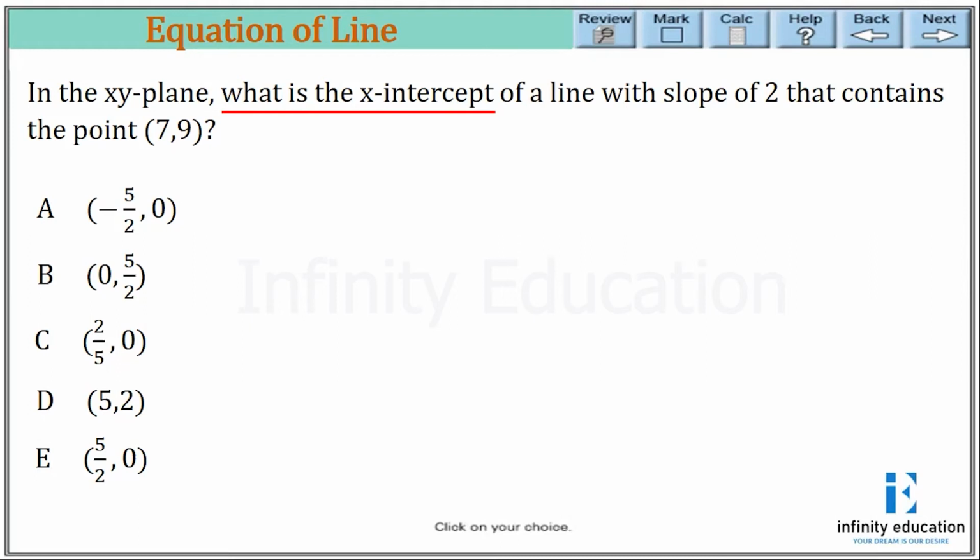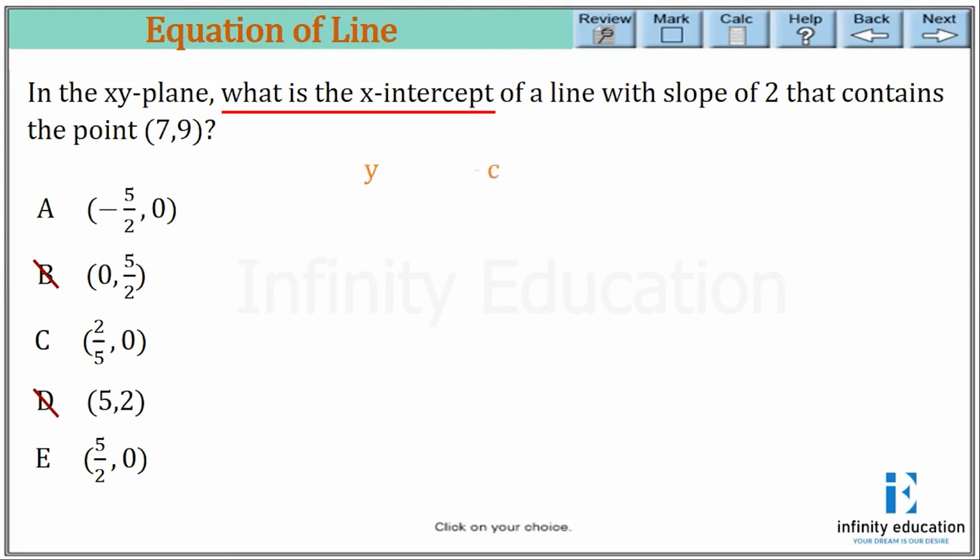If we want the x-intercept, that means I have to put y equals 0. So the options which are not giving me y equals 0, I can eliminate first. Like I can eliminate B and I can eliminate D, because as I said, to find the x-intercept, I have to put y equals 0.